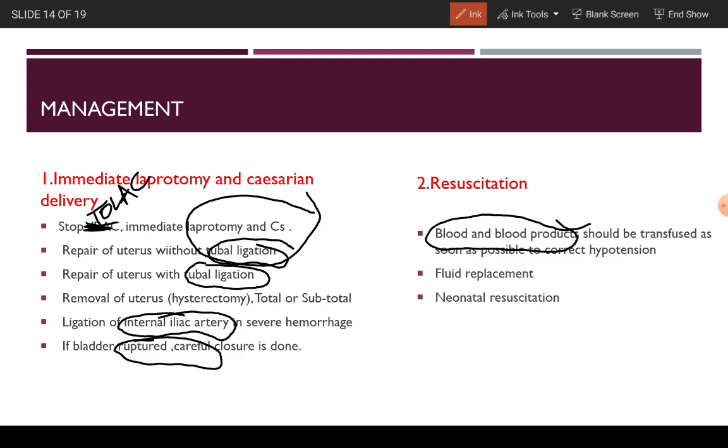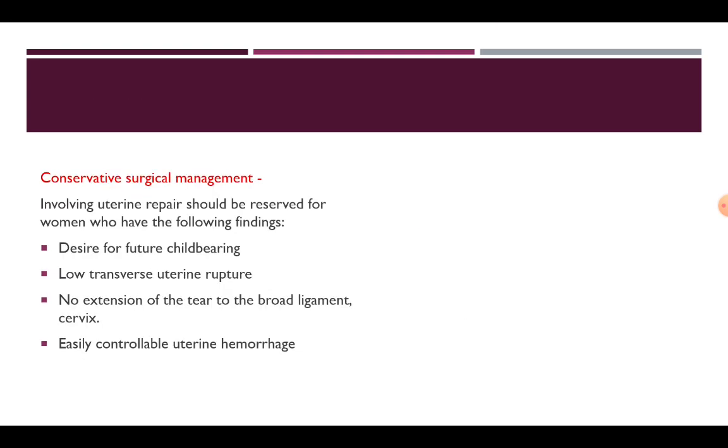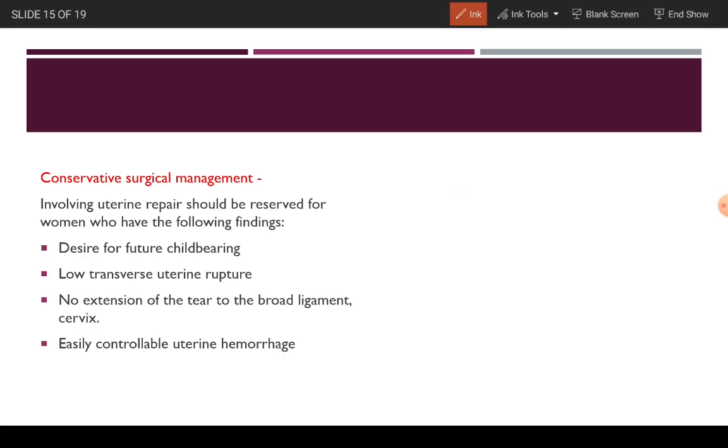Here you can see, in case of a profuse hemorrhage, blood products should be given, blood transfusion. Also fluid replacement, and when the baby is taken out, you have to resuscitate the baby.